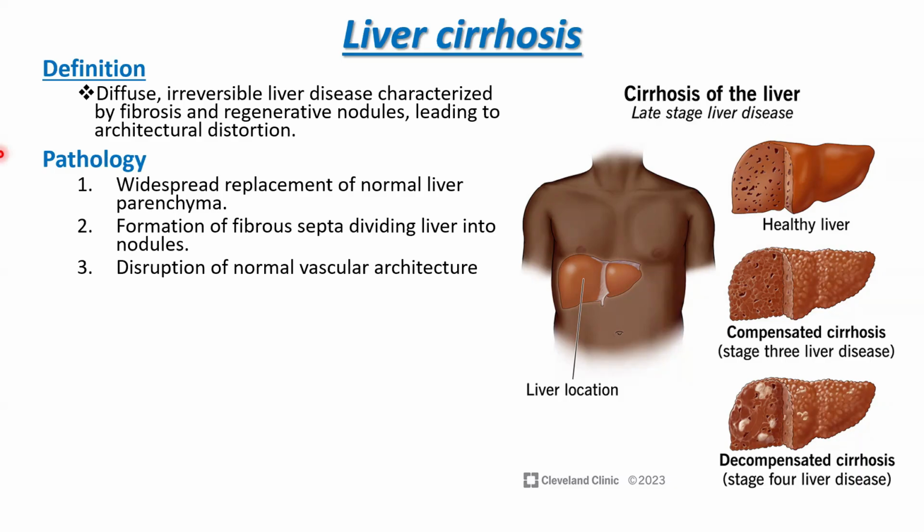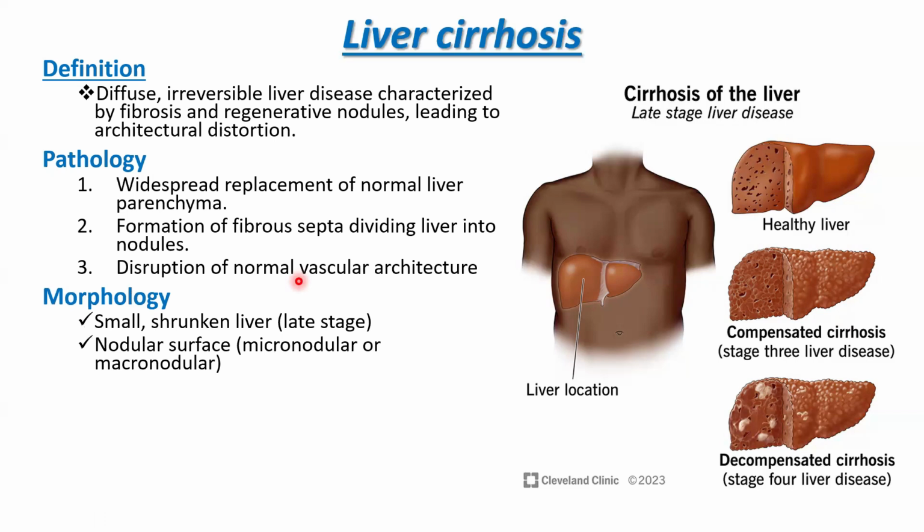So in terms of pathology, what happens is that there is widespread replacement of normal liver parenchyma, as you can see. This is a normal liver, but now you can see this normal liver parenchyma here. So it's widespread. Almost the whole liver has had the issue. The other one is formation of fibrous septa dividing the liver into nodules, as we can see here. It's not as smooth as this one because of the nodulation that is happening. And then there is disruption of the normal vascular architecture. So the normal blood supply to the liver is compromised.